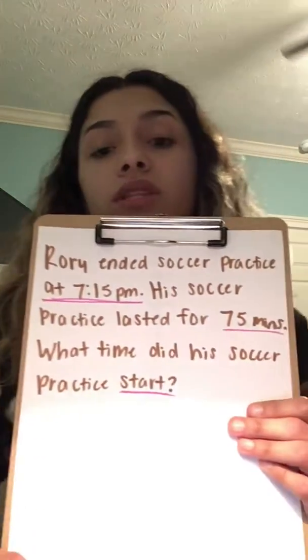Because remember, when we're talking about elapsed time, we are talking about the amount of time that passes from the beginning of an event to the end of the event. So we're wanting to see how much time passed from the beginning of his soccer practice to the end of his soccer practice. So I'm going to go ahead and take out my number line.